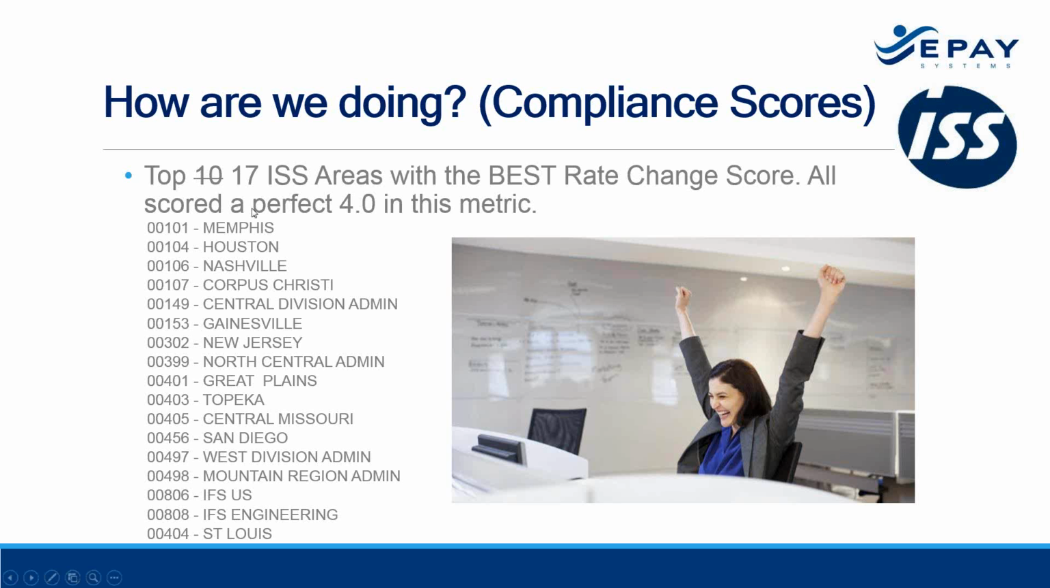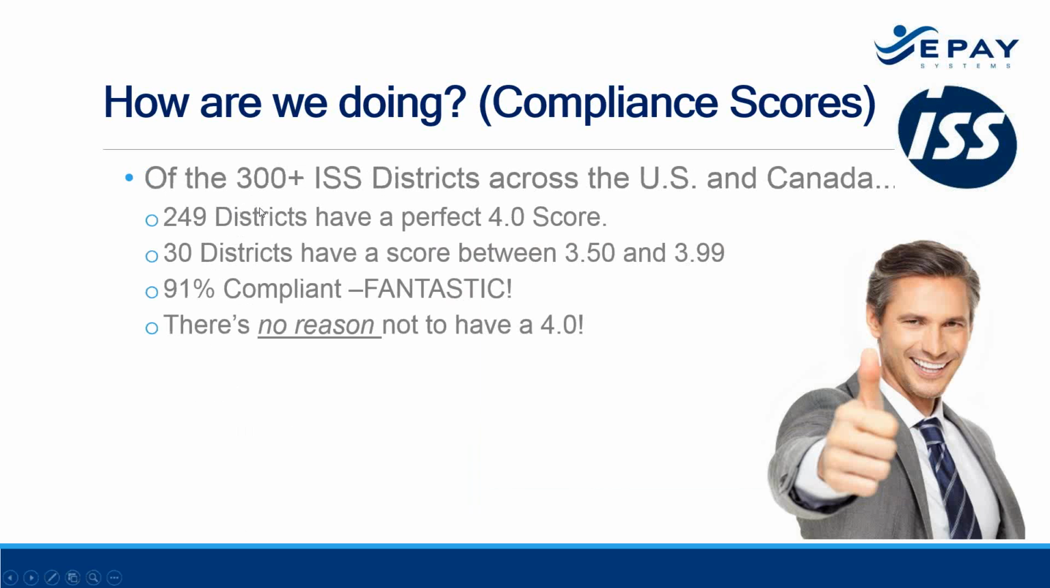Now, not to take away from anybody else, because we had the best showing of any metric thus far, and it's been on rate change. Of the 300 districts that we have in U.S. and Canada, 249 had a perfect 4.0 score. So that means that the majority of you on this phone call are doing excellent when it comes to rate change. Now, those other 51 locations we need to address, because those 51 locations are actually having some issues. So 30 of those had a score of 3.5 to 3.99, which is pretty close to 4.0.